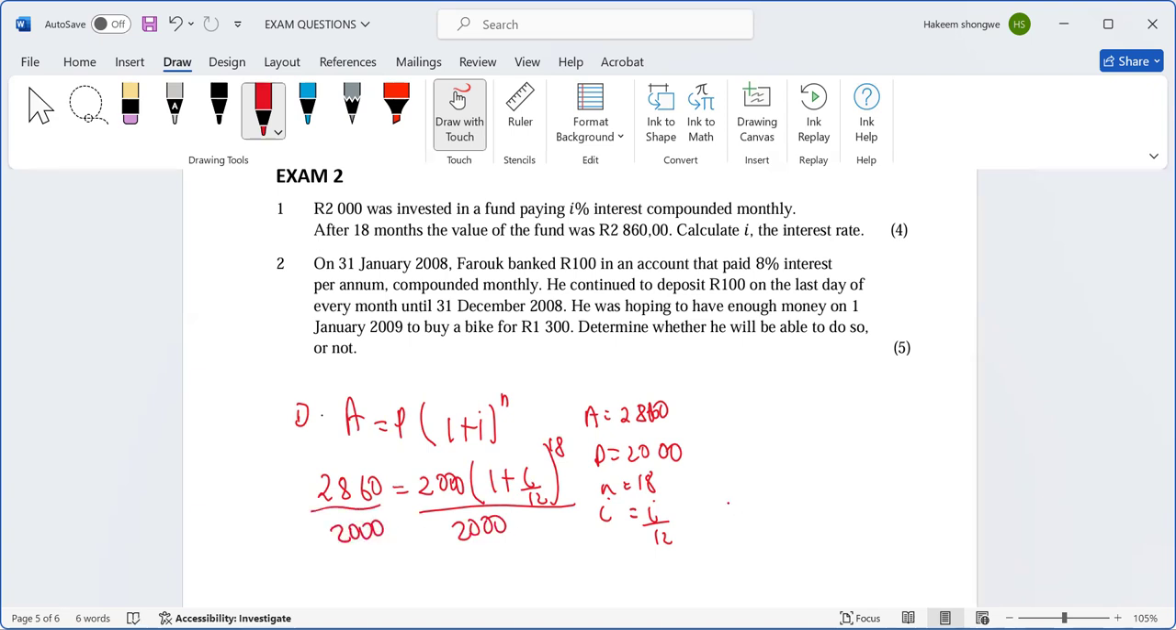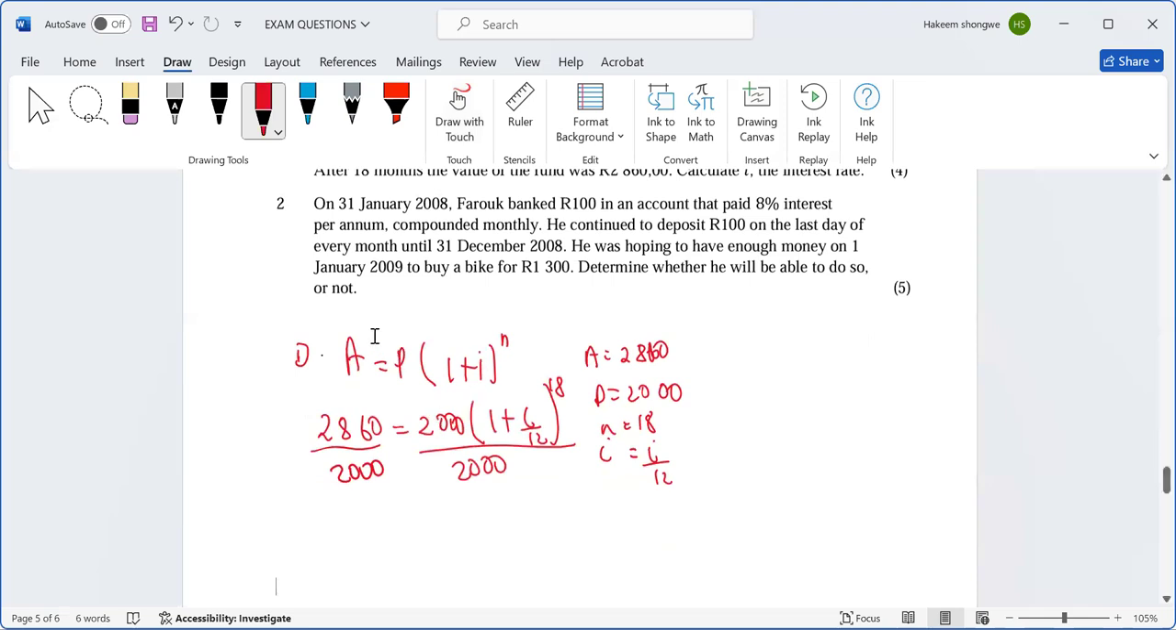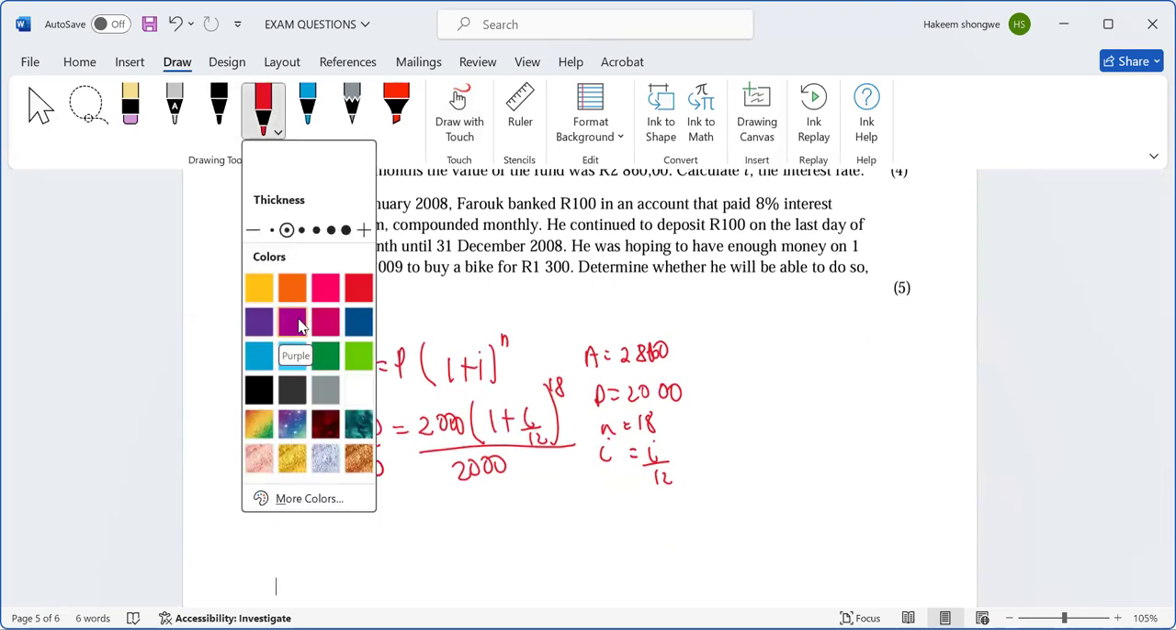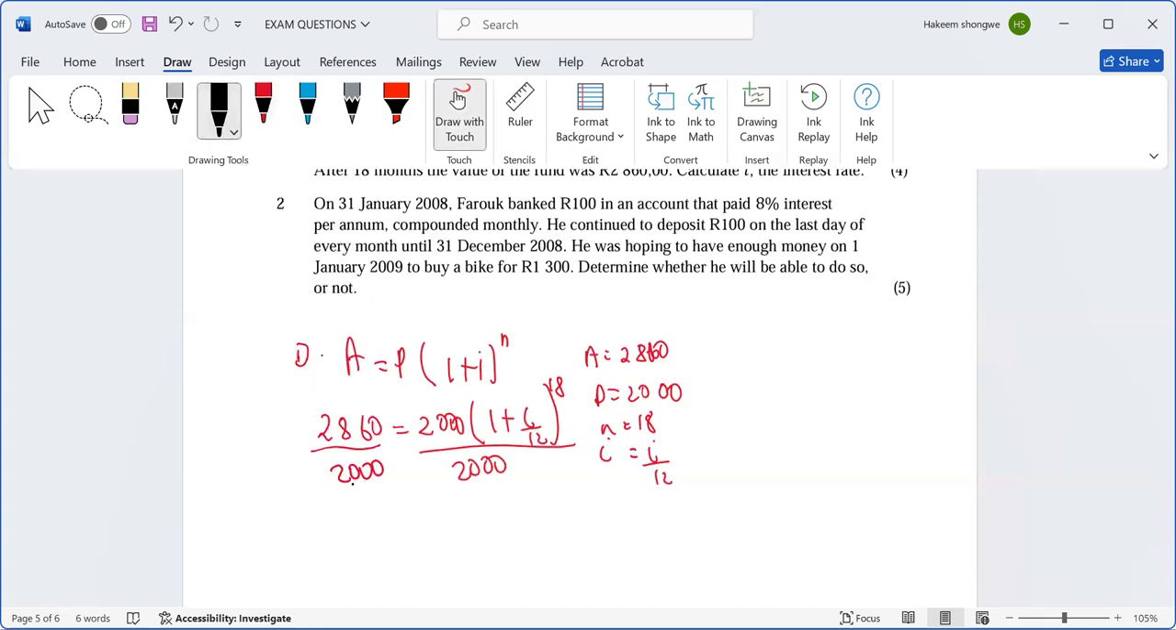And then afterwards you take the 18th root. The power of 18 and the root 18 are gone. Afterward, you say the 18th root of 2,860 divided by 2,000, minus 1, is I divided by 12.